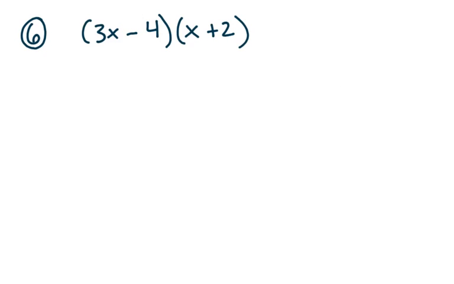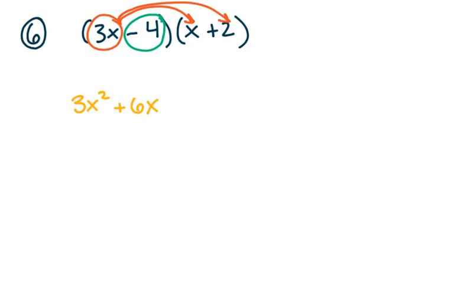For my last example, I'll do this one using double distributing. So I'll distribute my 3x through to my x. That gives me a product of 3x squared. I can then distribute my 3x to my positive 2 to get a product of plus 6x. And now I'm going to look to my negative 4. Watch your signs with this one.